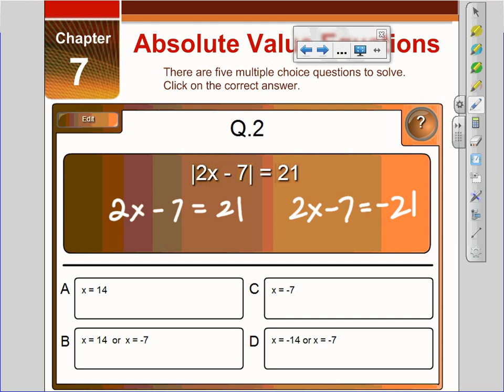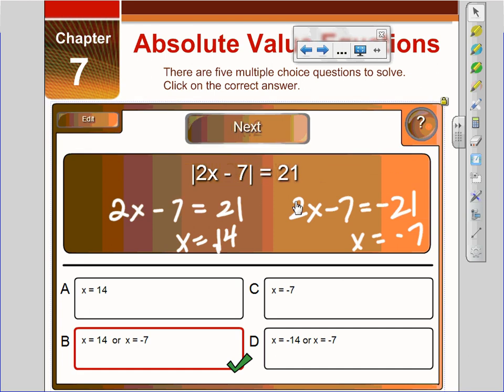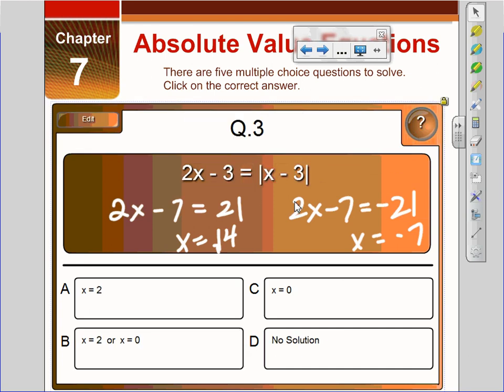And if we solve each of these just using our basic algebra skills, we're going to get 14, I believe, minus 14. No, positive 14. Here, if I add 7, I get 14. Minus 14 divided by 2 is minus 7. So there's two answers here: positive 14 and minus 7. Check if we're right. Yes, we're good to go. And they will continue to get harder.